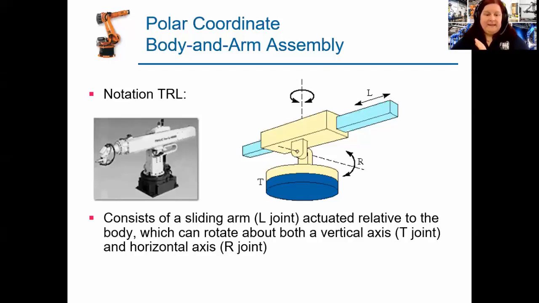So we have a sliding arm, which is basically some kind of linear movement, which is actuated relative to the body, which can rotate about both the vertical axis, the T joint, which is rotation, and the horizontal axis, the R joint. So this robot gives you an example of the TRL configuration.